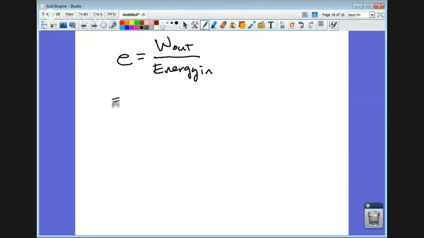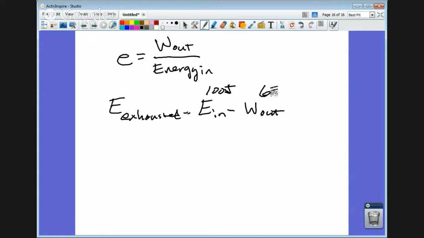So the energy exhausted is going to be whatever you took in minus, well, let's not say it that way. Let's say energy in minus work out. So I took in 100 joules, right? I did 60 joules of productive work. I have a 60% efficient machine, and I'm exhausting 40 joules of energy. So of the 100 I take in, 40 joules goes somewhere else. If it's an engine, we say it's exhausted.